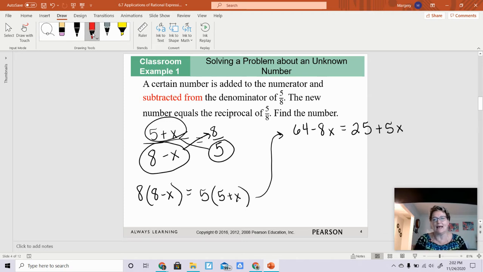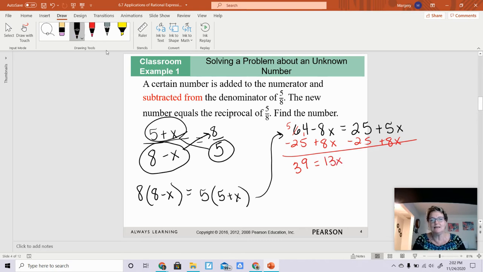Now my goal is to get x's on one side, numbers on the other. So I'm going to subtract 25 from both sides, and add 8x to both sides, because I'm just trying to solve what that number is. So 64, let me do some borrowing because I don't have a calculator on me at the moment. That's going to be 39 equals 13x. I'm going to then divide both sides by 13, and x equals 3. So if x equals 3, that is the number that we're talking about.